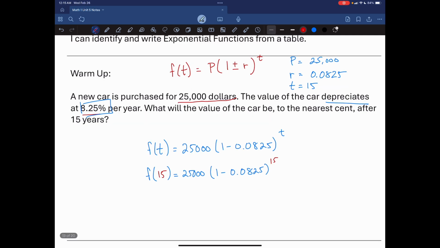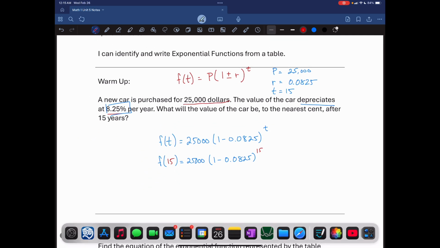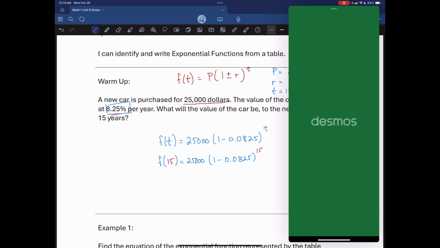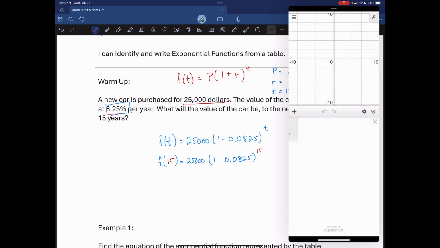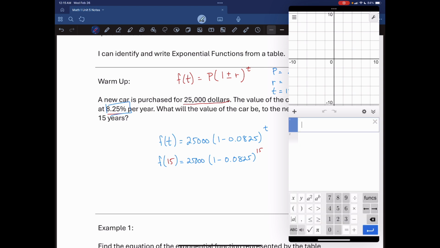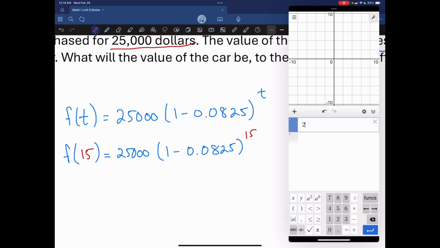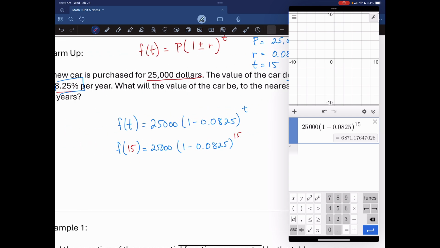Okay, so what we're going to do is we're going to use our handy dandy calculator as it's loading. So we're just going to plug in 25,000 times 1 minus 0.0825. We're going to raise that to the 15th power. Right? So now we want to round to the nearest cent. So the nearest cent would be 2 decimal places.